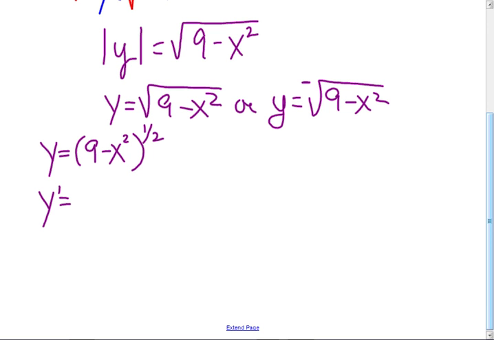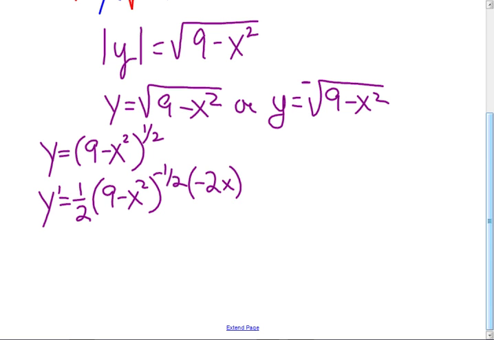Well, how do we find the derivative? Chain rule. So it's 1/2. Lori, what's next? To the what? Negative 1/2. And then I still have to chain it. Times what? Negative 2x. I don't know about you, but I think that's pretty ugly.